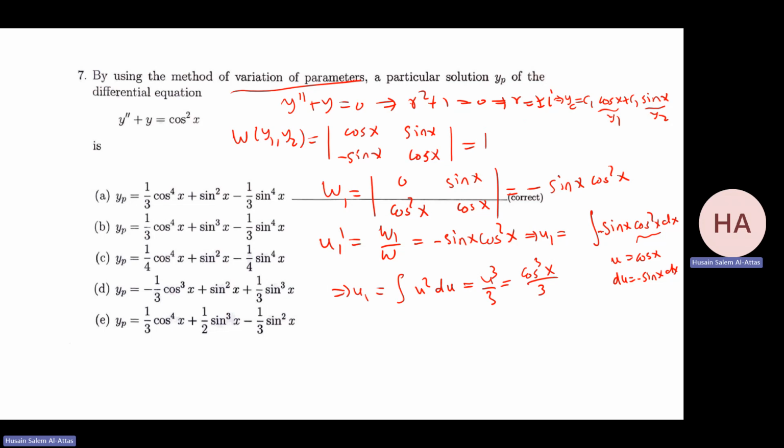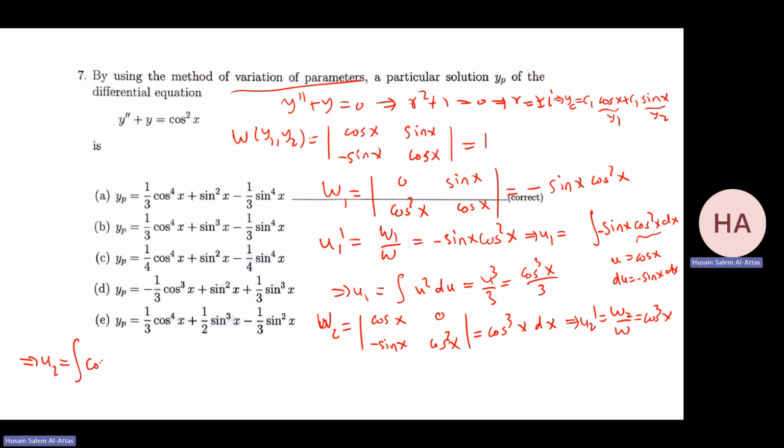Okay, that's u1. Now for u2, I need to find W2. W2 will be cosine x, minus sine x, 0, cosine squared x, that will be cosine cubed x dx. So u2 prime is W2 over W, which is the same, cosine cubed, since I'm dividing by 1. So u2 will be the integral of this, cosine cubed x dx.